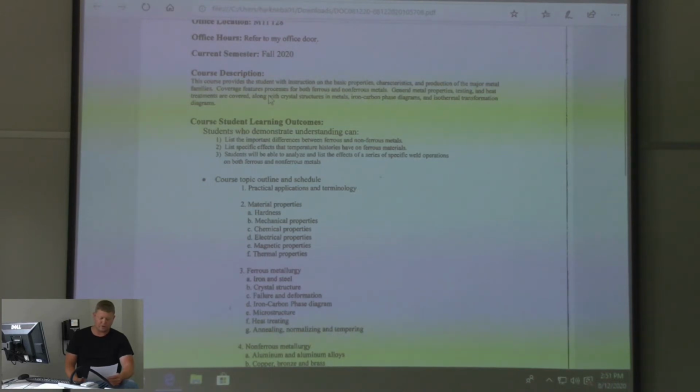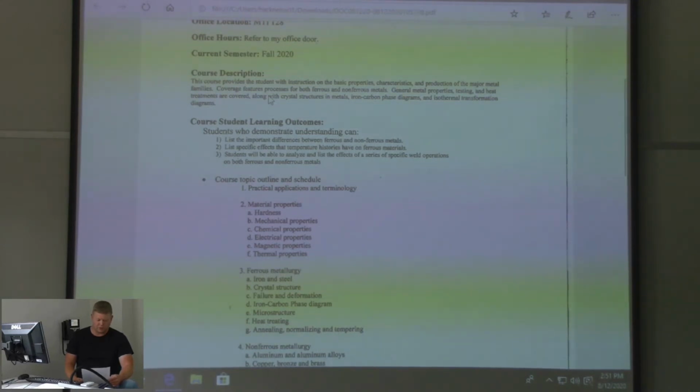Crystal structures of metals is what I tend to think of as the bread and butter of metallurgy. There's a crystal structure in metals, and when you cut it and polish it and look at it through a microscope, it shows you the different crystal microstructures of different phases of metals. So that's like the bread and butter. Iron-carbon phase diagrams and isothermal transformation diagrams, we'll get into that later. That's more of the advanced part of this actual course.